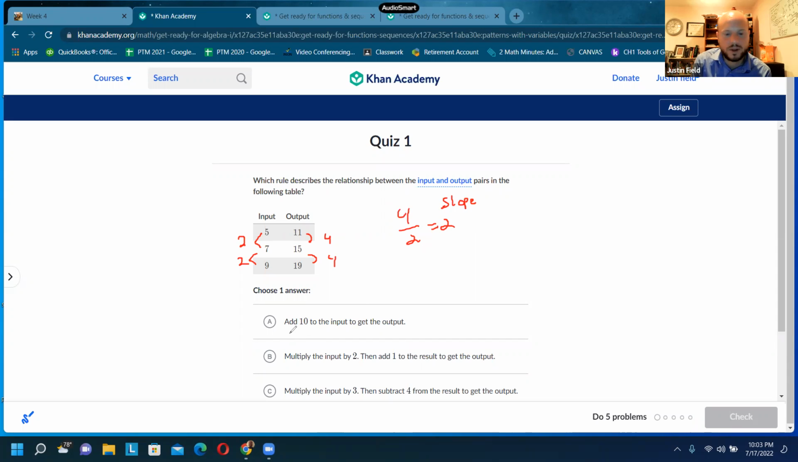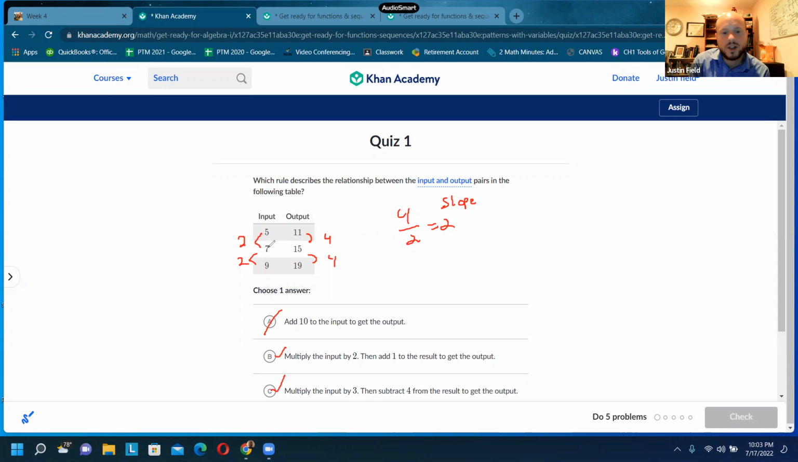Okay, and then let's read through the rules. Add 10 to the input. Well, you can't do that, because 5 plus 10 would not be 11. Multiply the input by 2, then add 1 to the result. 5 times 2 plus 1. Oh, that works. Multiply the input by 3. So 5 times 3 is 15, and then subtract 4. That does work, but let's try it for everyone.